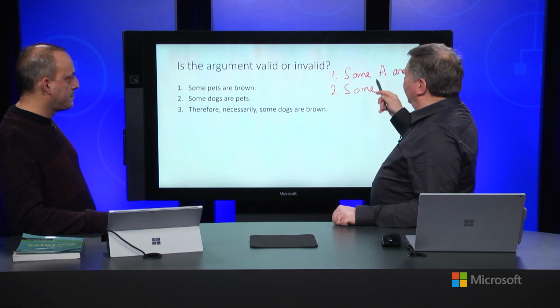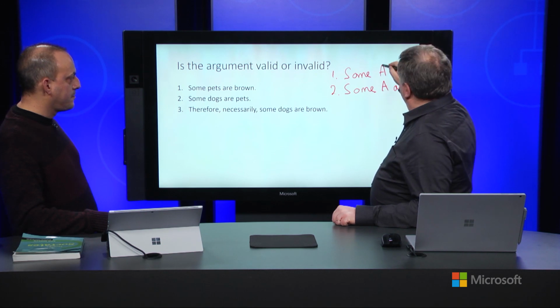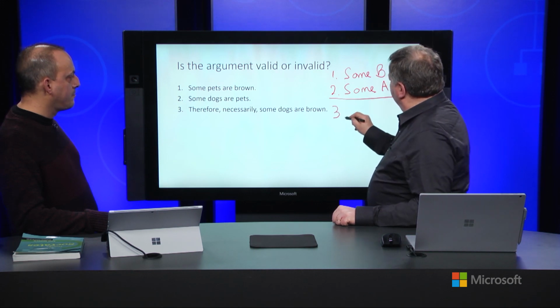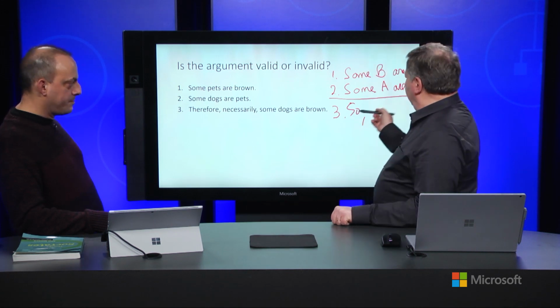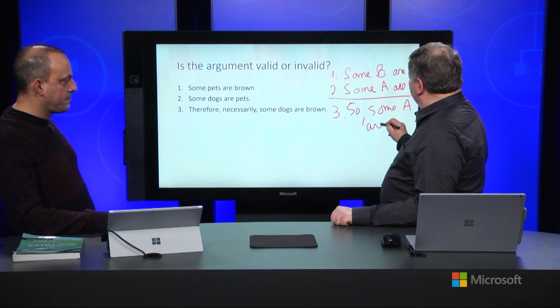Well, here's what I'm going to do. I'm going to rearrange these letters. Some A are B, and then some B are C. And the form concludes so. So and therefore mean the same thing. So some A are C.